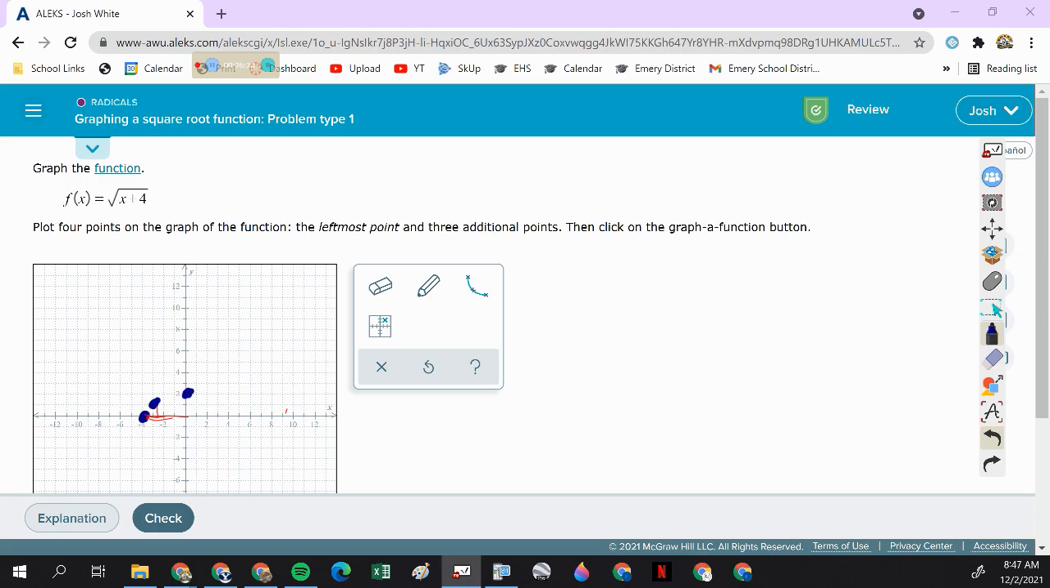And then, what would the next one be? Over 5, 6, 7, 8, 9, up 3. And you need 4 points to graph it. So over 1, up 1, over 2, up 4, over 4, up 2, over 9, up 3. Okay.